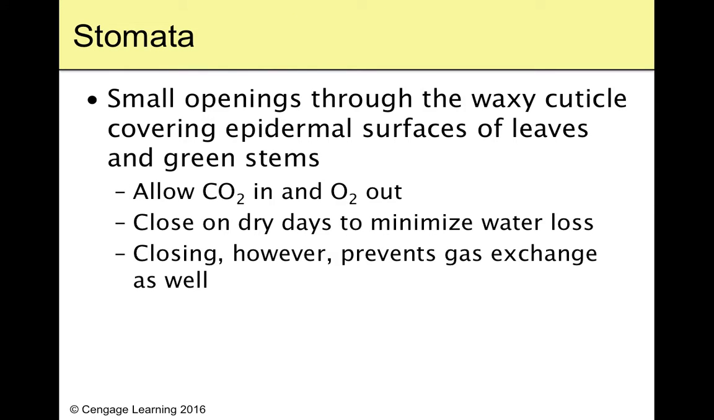So we're going to start with stomata. Stomata are a little opening in the plant leaf through that waxy cuticle. And basically they are little pores that allow carbon dioxide into a leaf and oxygen out of a leaf, because you recall oxygen is that waste product of photosynthesis that we want to get out, and carbon dioxide is needed in the Calvin-Benson cycle, so we need to get that in.